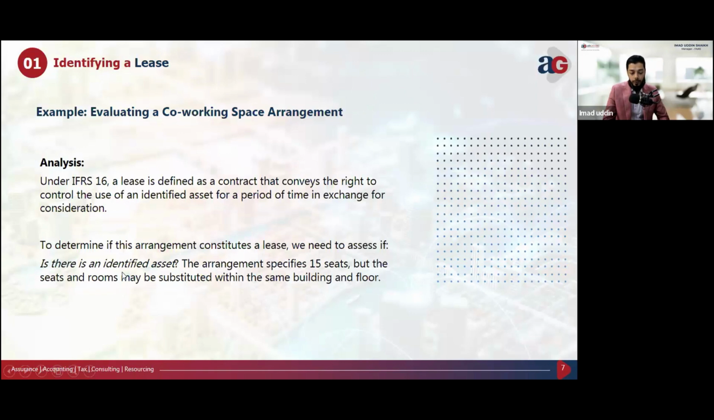And in this particular case, the key consideration was whether there is an identified asset. The arrangement specifies 15 seats, but the seats and rooms may be substituted within the same building and floor. Therefore, there's no identified asset, and this 3-year contract does not constitute a lease, which means although it's more than 1 year, a 3-year contract where you are renting seats for your office, still this particular contract is not a lease agreement.